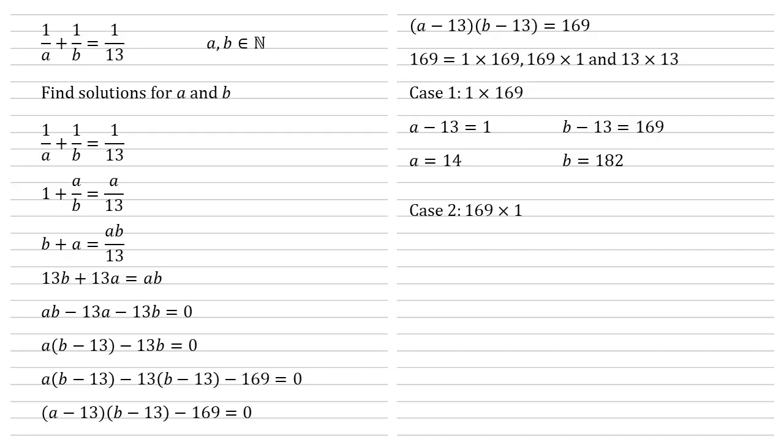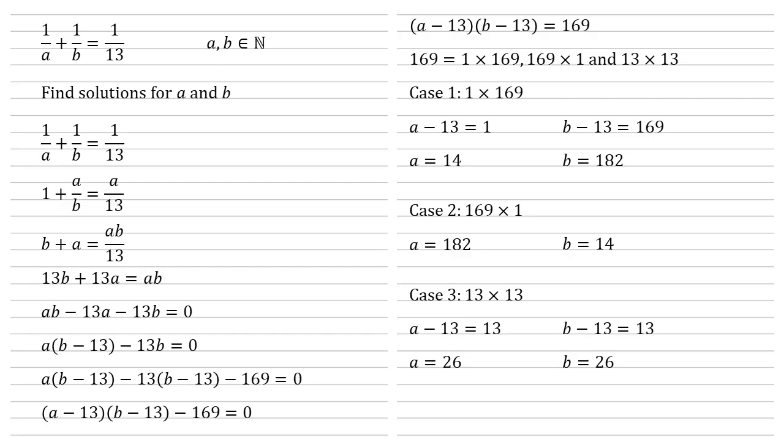Case 2, 169 times 1, well, by the symmetry of the problem, both our brackets are letter minus 13. We've just switched them round. So a would equal 182 in this case, and b would equal 14. And for our final case, where 169 is 13 times 13, we get a minus 13 is 13, b minus 13 equals 13. So both a and b are 26.